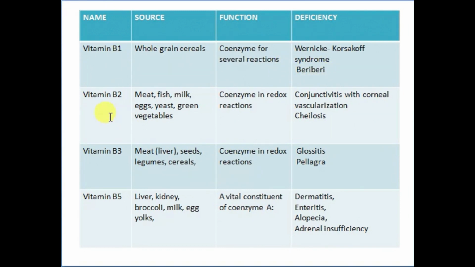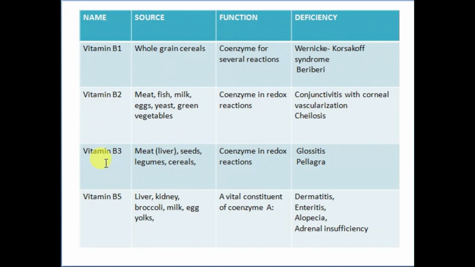Okay, then we have vitamin B2. The sources of vitamin B2 are meat, fish, milk, egg, yeast, and green vegetables, and the deficiency that it causes is conjunctivitis and cirrhosis. So these are the deficiencies which are caused because of the lack of this vitamin.